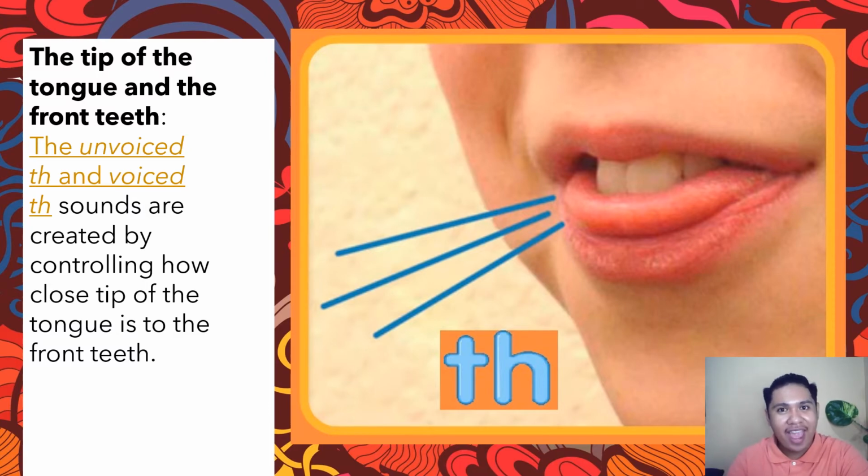Okay, let's try it. Let's say the unvoiced TH. How about the voiced TH? The, the. Okay, did you notice the interaction between the tip of the tongue and the front of the teeth? If you did so, then you probably pronounced them correctly. Okay, let's move on to the next part.